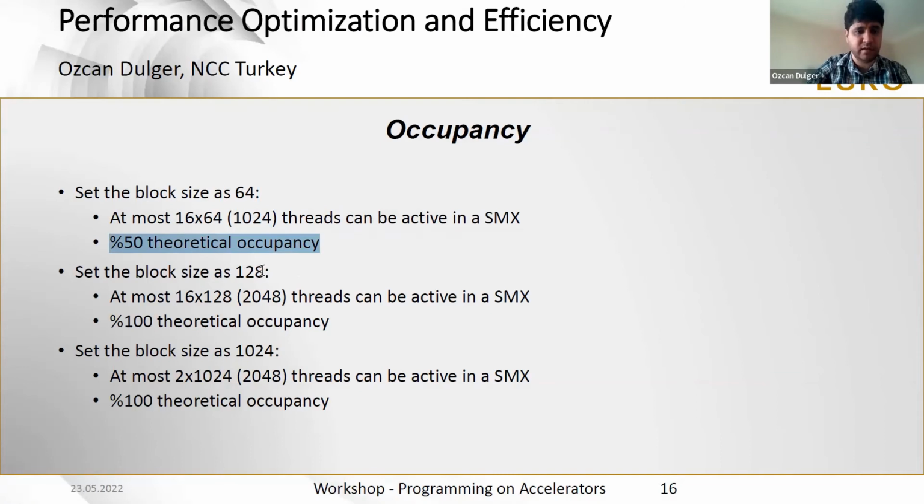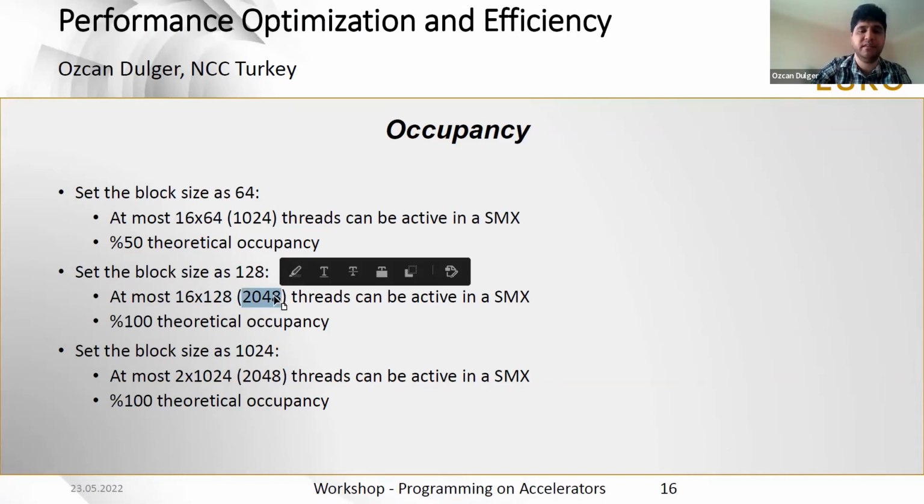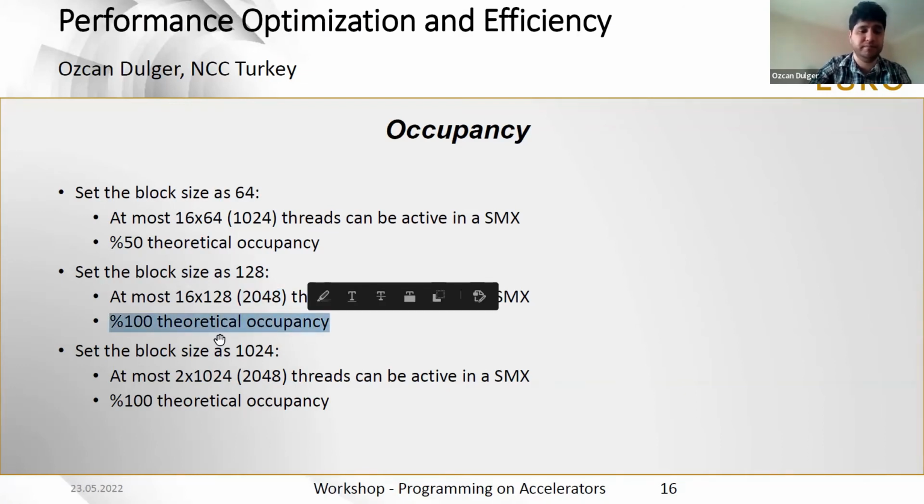In the second one, when we set the number of threads in a block to 128, at most 2048 threads can be active in a streaming multiprocessor, because at most 16 blocks can be active, and 128 threads are created in a block. So at most 2048 threads can be active in this scenario, and so we achieve 100% theoretical occupancy.